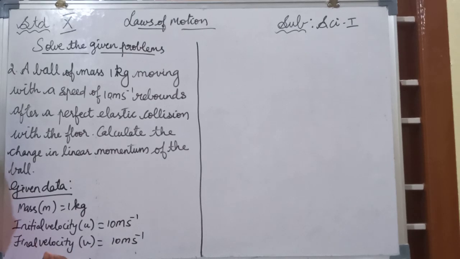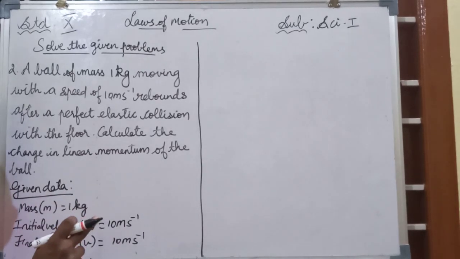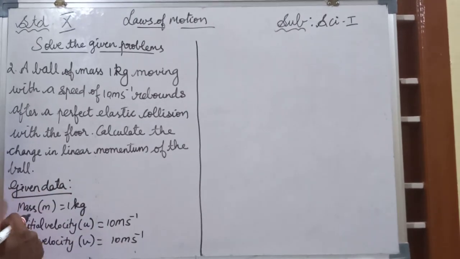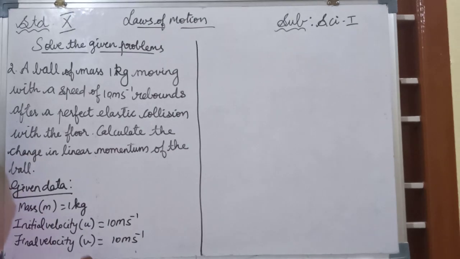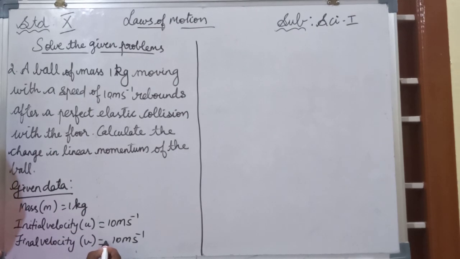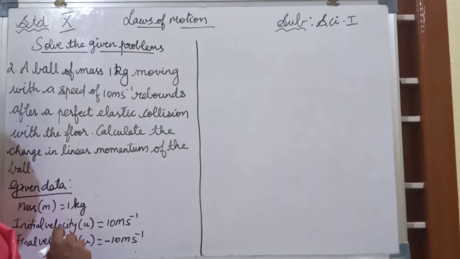And when it rebounds, I told you Newton's third law, equal and opposite reaction. Equal I have written. So, how can we represent opposite? This time we can put minus. So that's what the final velocity v is equal to minus 10 m/s.